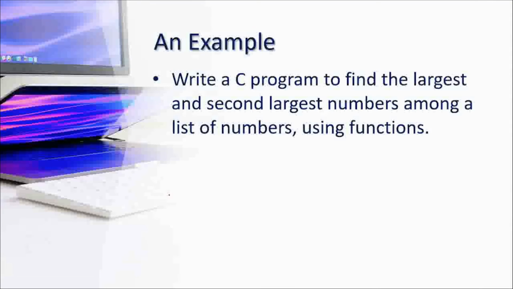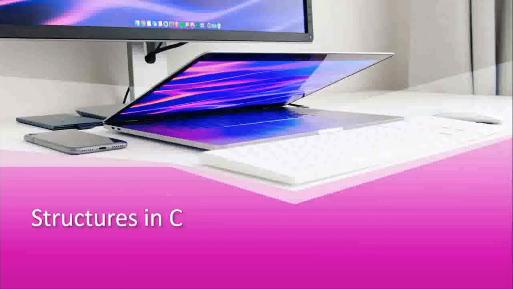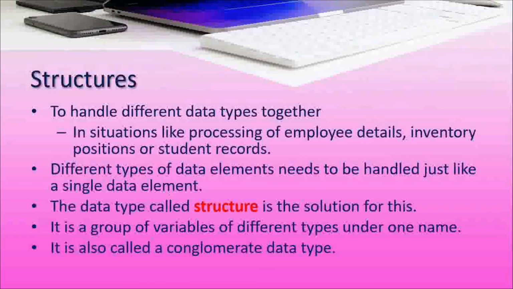So now we move on to the structures in C. The structures in C are actually in order to handle different data types together. In an array we have seen that all the elements should be of the same type. If it is an integer array, then all the elements within the array should be of integer type. If it is a character array, all the elements should be of character type.